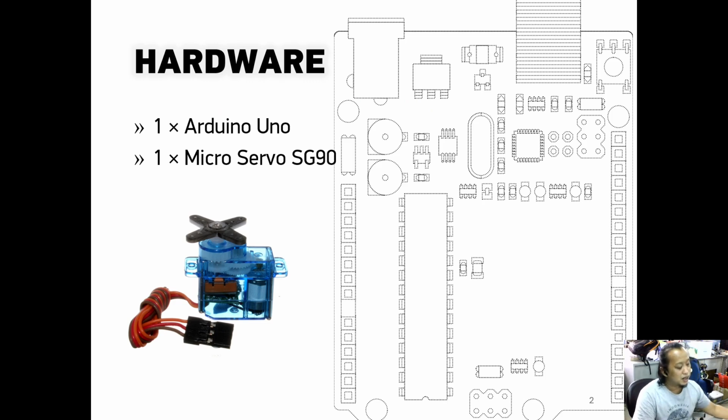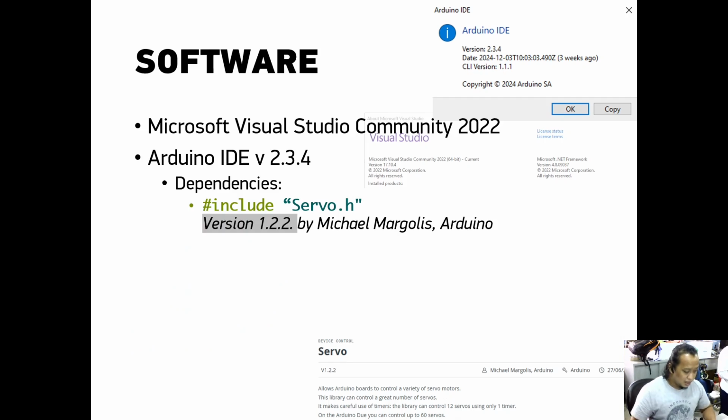The hardware: I will use Arduino Uno and Micro Servo SG90. And this is the software that I use, Microsoft Visual Studio for the GUI and Arduino IDE version 2.3.4. This is the version with the dependencies of Servo.h by Michael Margolis and Arduino team. The version of the library is 1.2.2.